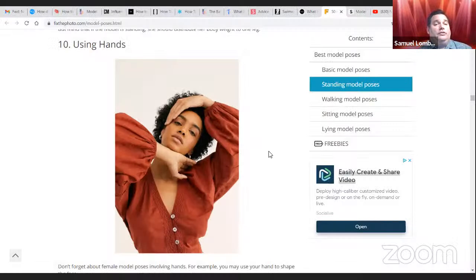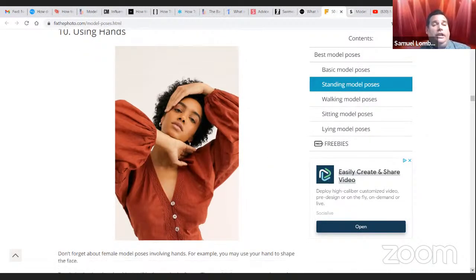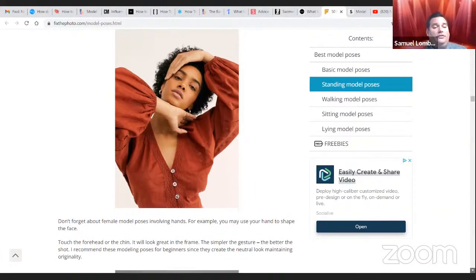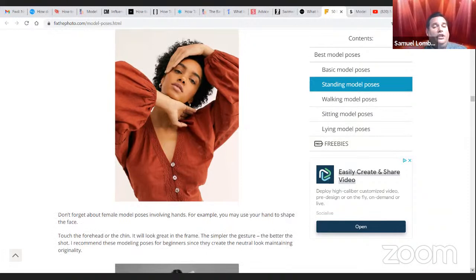Using hands. So you would basically be using your hands. Don't forget about female model poses involving hands. For example, you may use your hands to shape the face. So this would be a sample of being able to do that. Touch the forehead or the chin. It will look great in the frame. The simpler the gesture, the better the shot. I recommend these modeling poses for beginners.